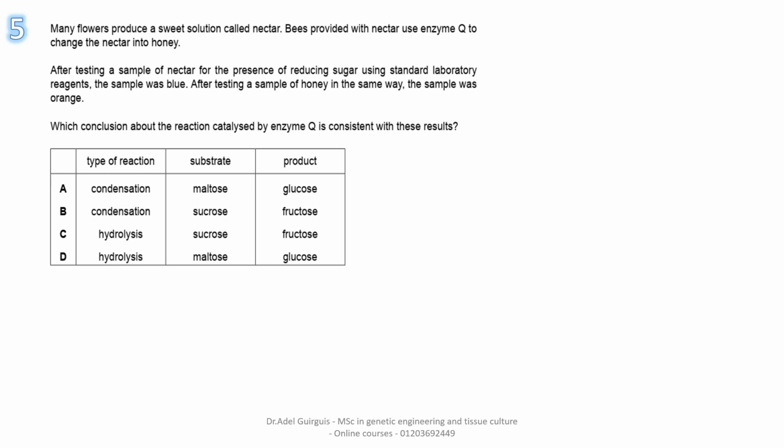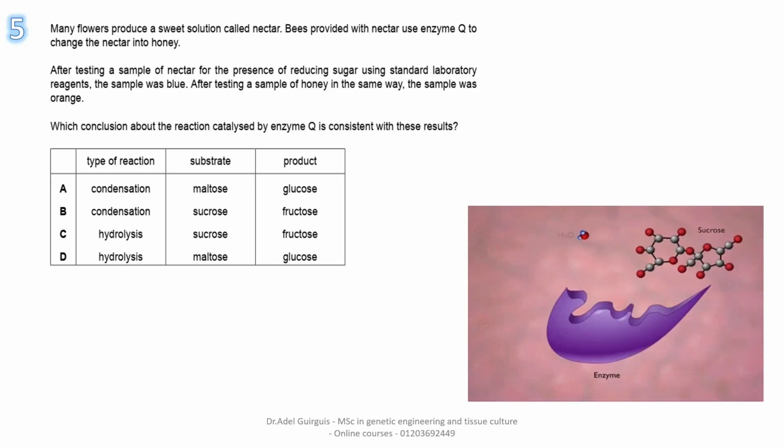After testing a sample of honey in the same way, the sample was orange. Which conclusion about the reaction catalyzed by the enzyme Q is consistent with these results? Firstly, step by step. Many flowers produce a sweet solution called nectar. Bees provided with nectar use enzyme Q to change the nectar into honey. So firstly, the nectar is the primary source.